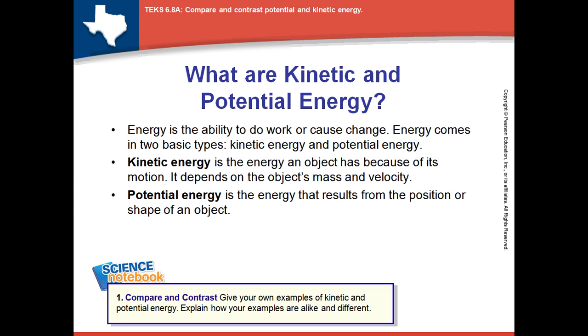First, energy is the ability to do work or cause change. Energy comes in two basic types, kinetic and potential. Kinetic energy is the energy an object has because of its motion. Potential energy is the energy an object has when it's not moving, and it gets its energy from its position or shape. So this week we will be talking about different examples of kinetic and potential energy that we see at home and in the classroom and at school.